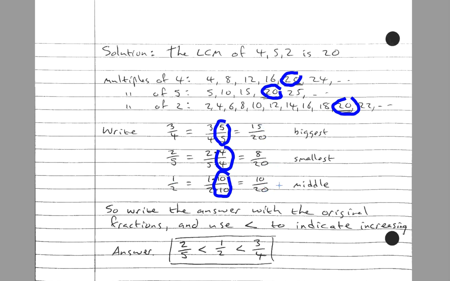When they're over the same denominator, we can see the smallest is this one, so we'll put that first. Then the middle: the 10 is before the 15, so 1/2 next. And the biggest is 3/4. This is the increasing order we were looking for. Using the less than symbols, just to emphasize, 2/5 is less than 1/2, which is less than 3/4.